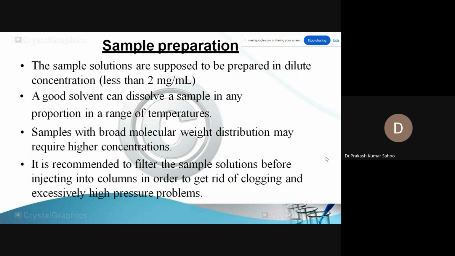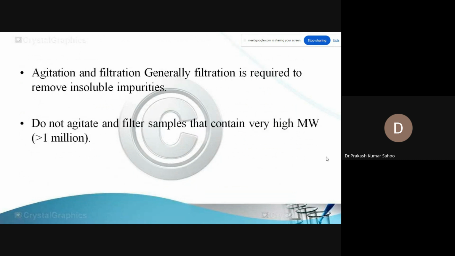Agitation and filtration. Generally, filtration is required to remove insoluble impurities. So, agitation and filtration both are required, but the filtration is generally used to separate out the undissolved particles from the solution. Do not agitate and filter samples that contain very high molecular weight, that is greater than 1 milligram.